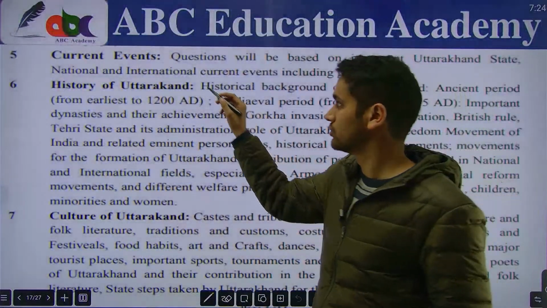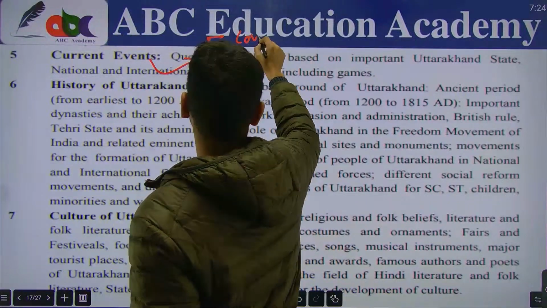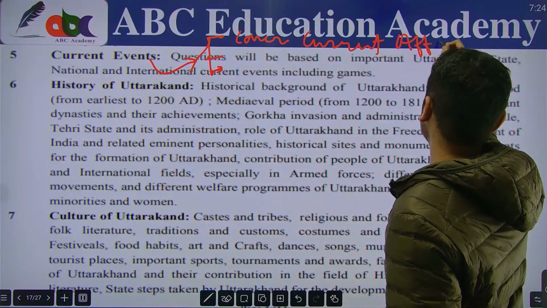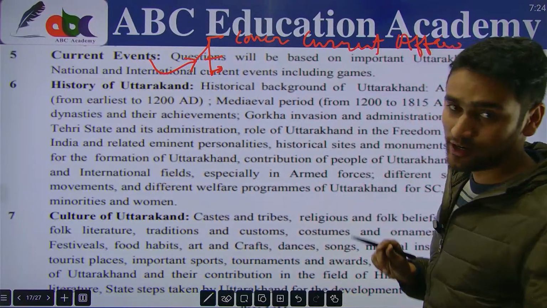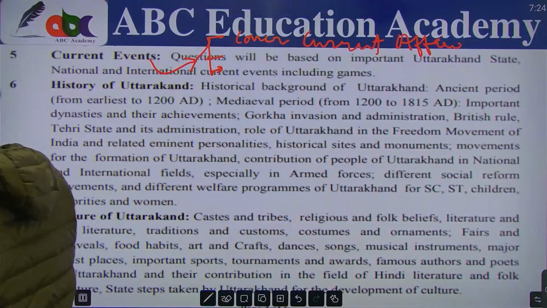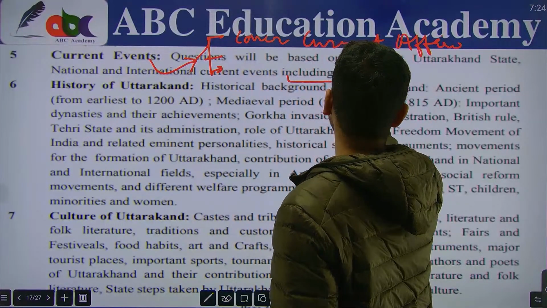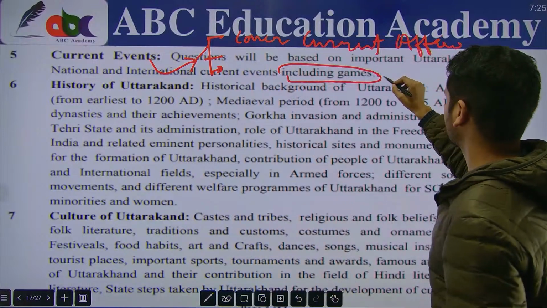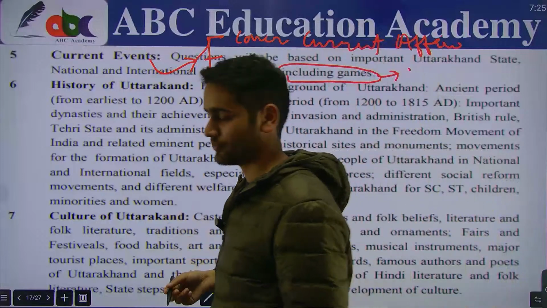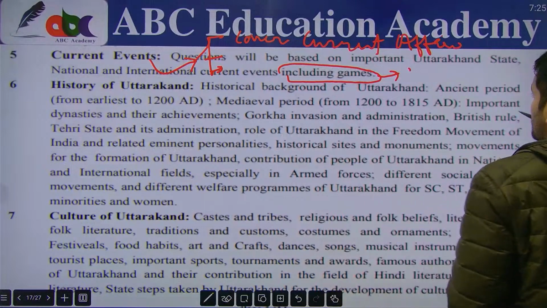You also have to cover current affairs related to Uttarakhand state, national events and international events, including games. Some questions related to games can be asked. And this year, as all of you know, Uttarakhand is conducting the 38th National Games. So it is very obvious that one question will come from here.